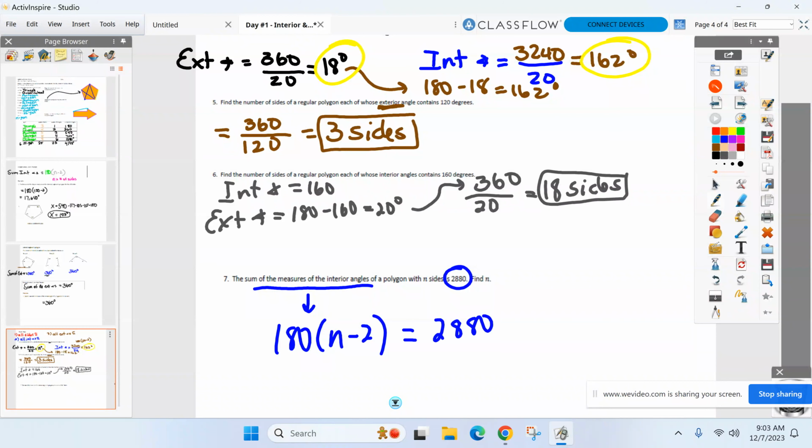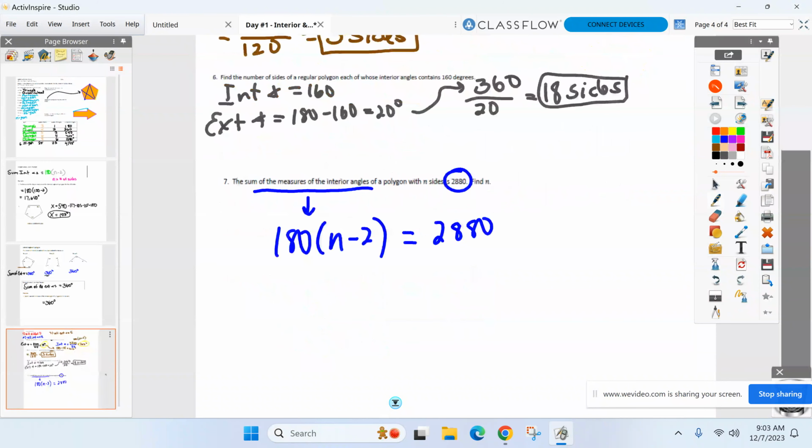And I heard most groups who knew what was going on here say, hey, I got to divide by 180 and add 2. That's exactly what you do here. Get rid of the 180 by dividing both sides by 180 and adding 2, or maybe for some of you the algebra brain works a little bit differently, and instead you want to distribute the 180. That's fine too. But the 2,880 had to get set up in our formula. And no matter how you solved it algebraically, you got 18 sides here as well. Okay, 18 sides.